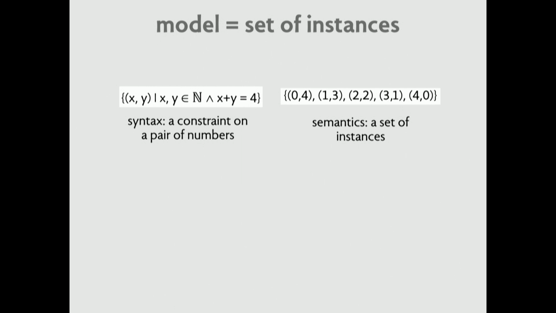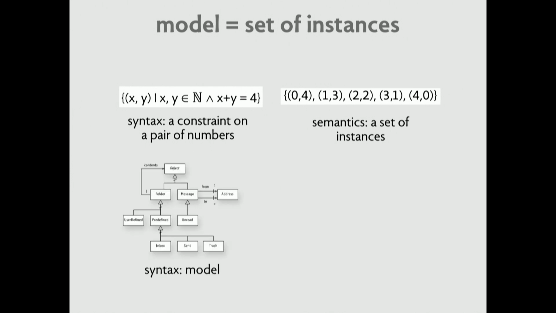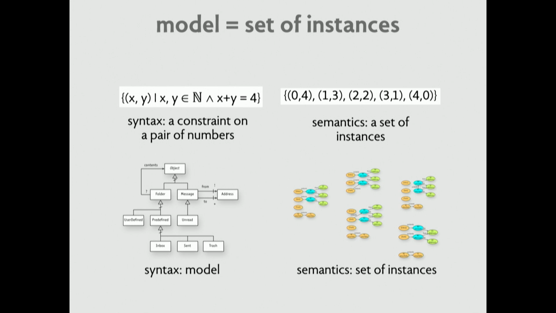Now, I don't want to enumerate all those pairs typically, because maybe there are a million of them. That's why I use set comprehensions. Well, in the same way, I don't want to enumerate all the possible instances, all the different states my system might get into, so I'm giving you one model. And that model represents all those possible states.